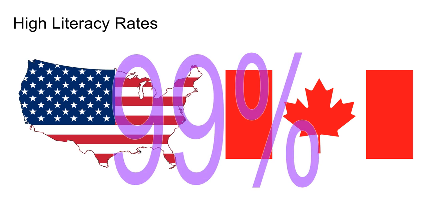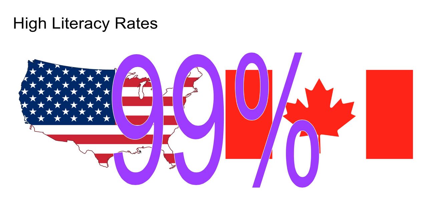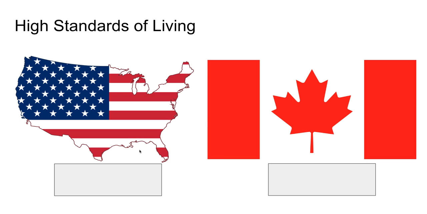Both the United States and Canada have a 99% literacy rate. It's hard to really have a 100% literacy rate because you can never account for every single person in your country, but 99% is about as high as we can go. Both countries have very high standards of living.